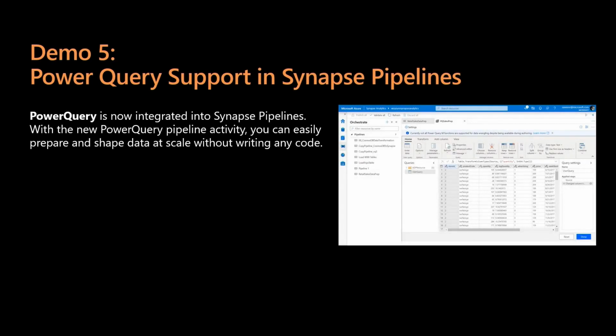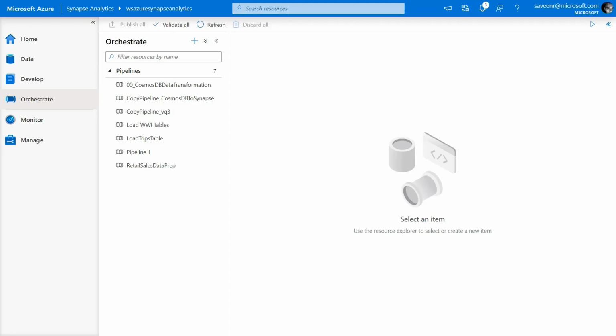In our 5th demo, we'll show Power Query support in Synapse pipelines. So whereas before we just had data flow in Synapse pipelines, now we also have Power Query. This means it's much easier to prepare and shape data without any code at all, in a way that you'll find very familiar. I'm once again looking at my Azure Synapse Analytics workspace, and this time I've already navigated to the Orchestrate Hub.